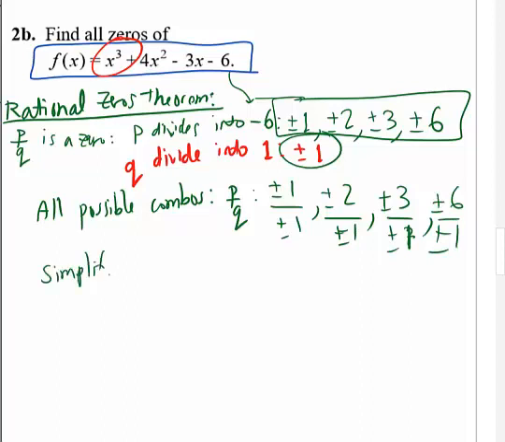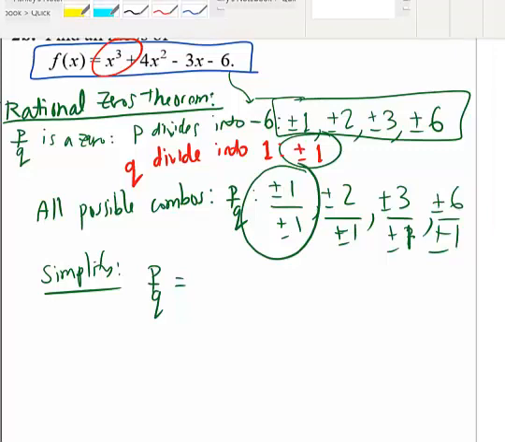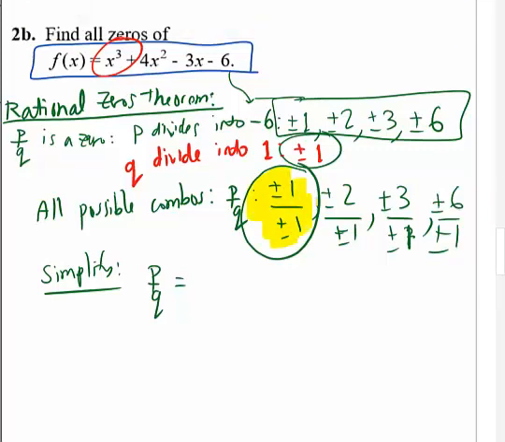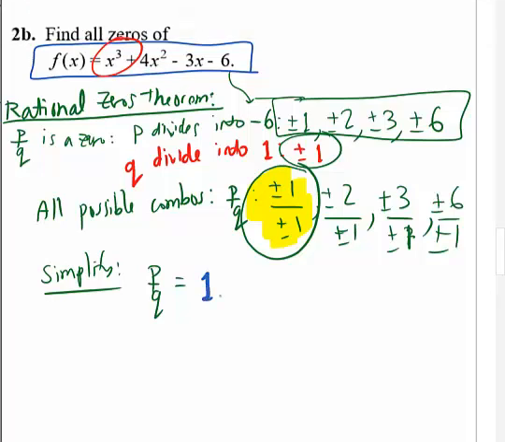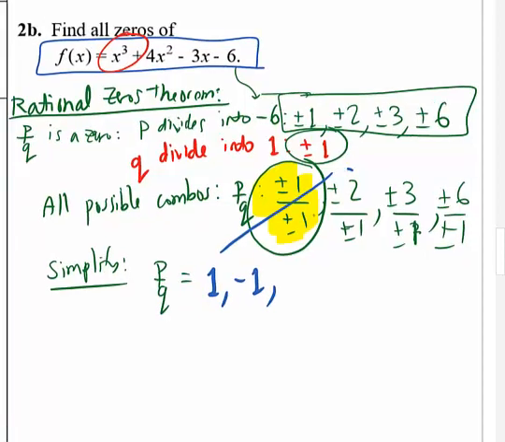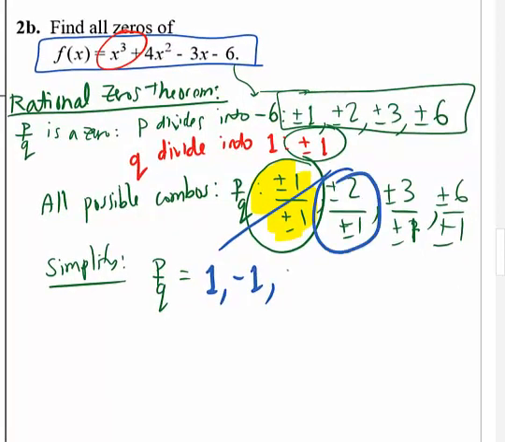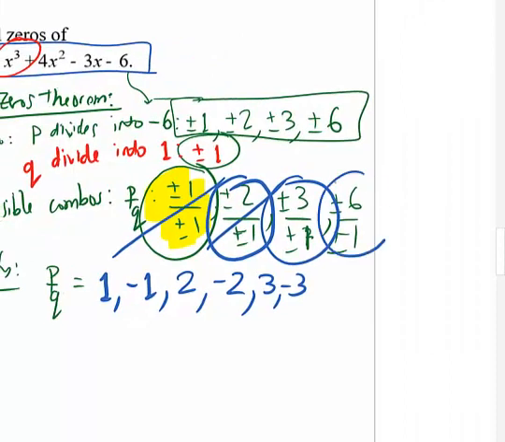Now we'll simplify that. P over Q is one of the following. Plus or minus 1 over plus or minus 1: however the pluses or minuses work out, all you're really going to get out of that is a 1 or a -1, no matter what. Similarly with the next one, plus or minus 2 over plus or minus 1 can only be 2 or negative 2. Plus or minus 3 over plus or minus 1 can only be 3 or negative 3. And plus or minus 6 over plus or minus 1 can only be 6 or negative 6.